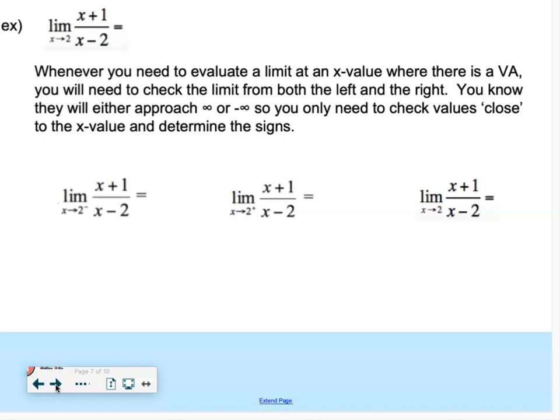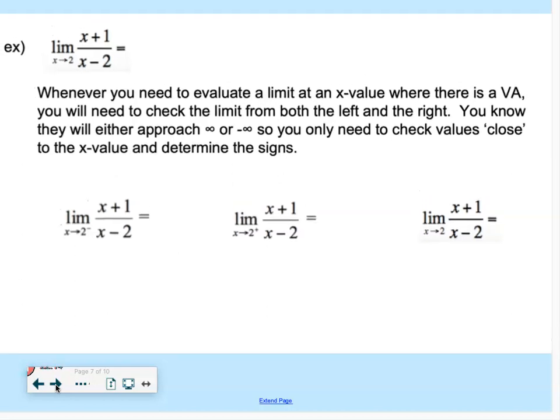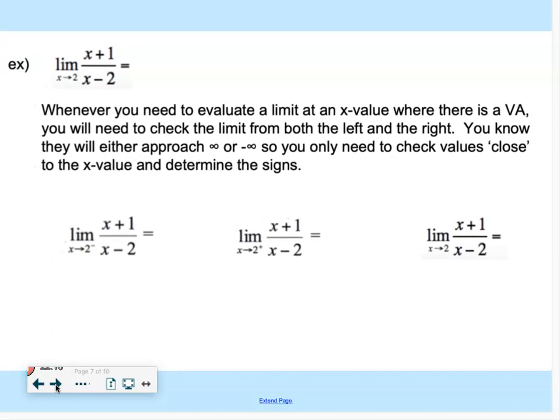All right, now we're finally in the lesson. We are going to find the limit as x approaches 2 of x plus 1 over x minus 2. So let's call on some people.